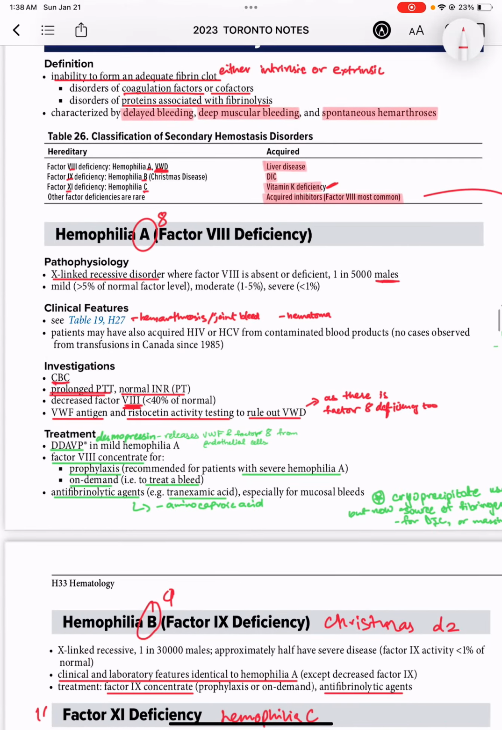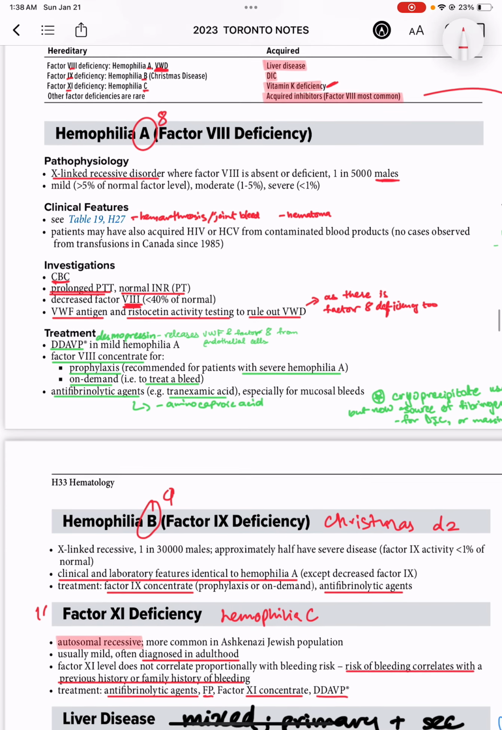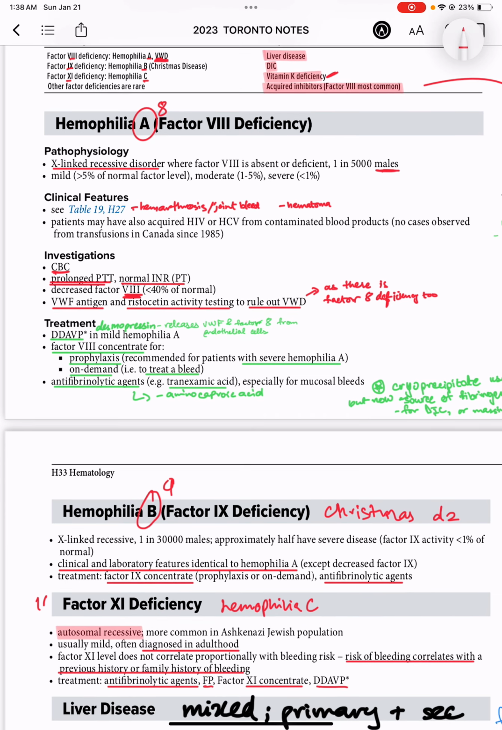Okay, let's quickly go through hemophilia A, factor 8 deficiency. These are X-linked recessive disorders, so they are more prevalent in males, and they present with deep muscular bleeding, deep joint bleeding, hemarthrosis, hematoma. The patient may also have associated HIV/HCV. In investigations, we do CBC. Platelets would be normal, but the PTT would be prolonged, because factor 8 is in the intrinsic pathway, but PT would be normal, which is the extrinsic pathway.